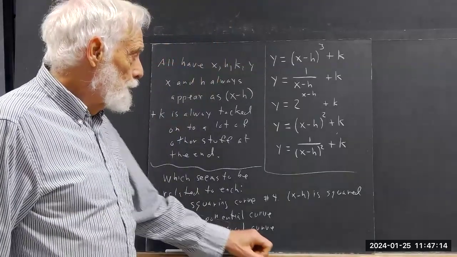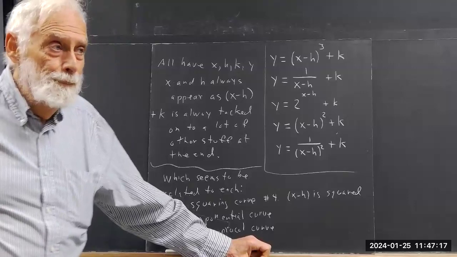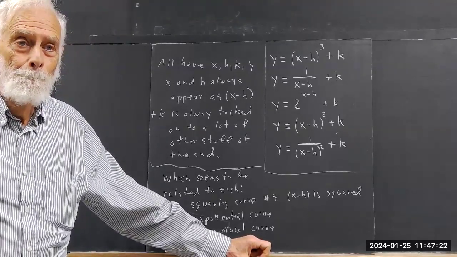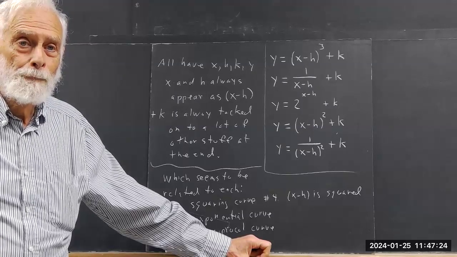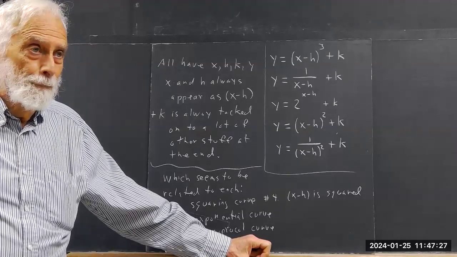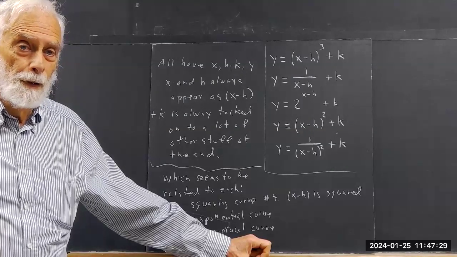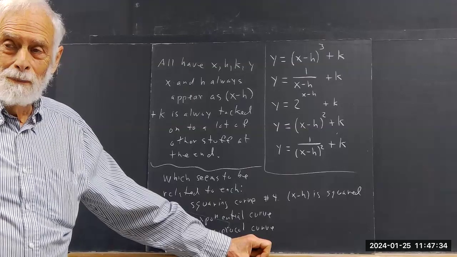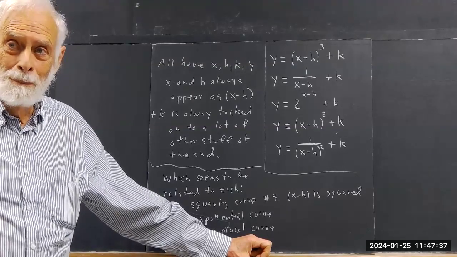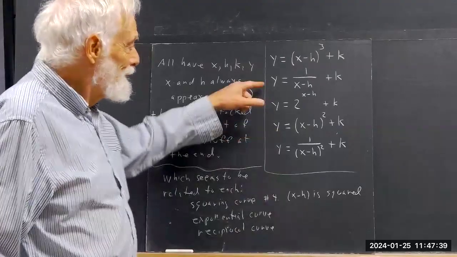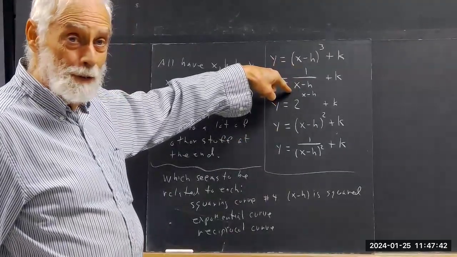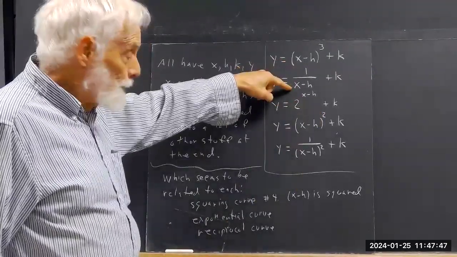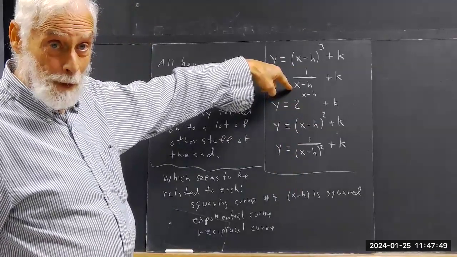So now, which one do you think is the reciprocal? A couple of you held up the right number of fingers. Not sure? Just throw a fist at me. Okay. Yeah, that's the reciprocal of X minus H. It squares X minus H here, X minus H is squared. Here, X minus H is in the reciprocal.